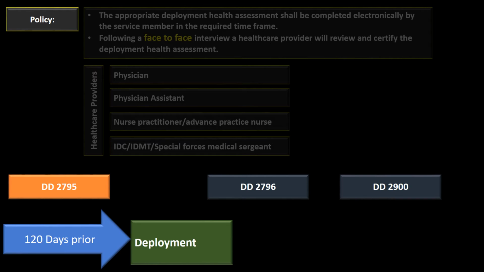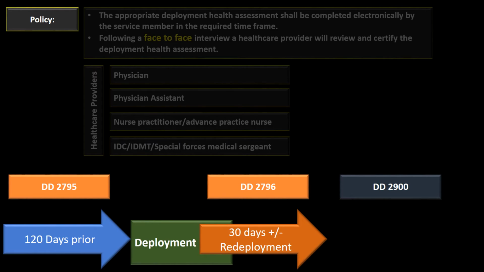Your DD 2796, that is going to be done either 30 days before or 30 days after redeployment. Okay, you don't want to do it any earlier than 30 days before coming home. So you could still do it while you're in theater, right? As long as you've got 30 or less days left. And then you can do it once you get home, but you don't want to wait any more than 30 days. So 30 days plus or minus redeployment, that's when we're going to do our DD 2796, which is our post-deployment health assessment.